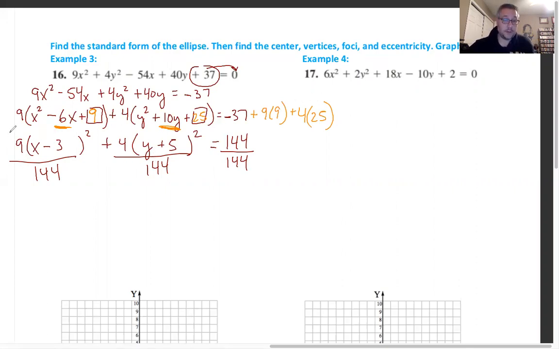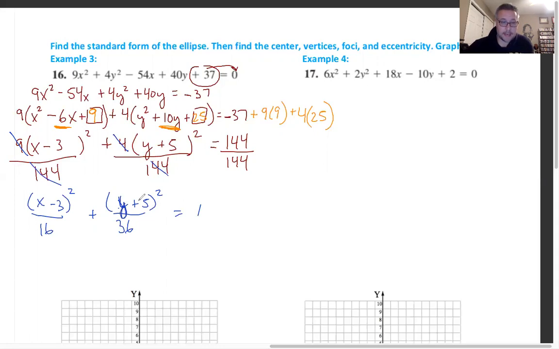Now, essentially, we're pretty much wrapped up here, but we have to simplify a little bit. We have to do 9 into 144. 9 goes into itself once. 144 divided by 9 is 16. Okay, that canceled. So now we have x minus 3 squared over 16, plus, 4 goes into itself, and 4 goes into 144 36 times. We've got y plus 5 quantity squared over 36 equals 1. Okay, so there you have it.